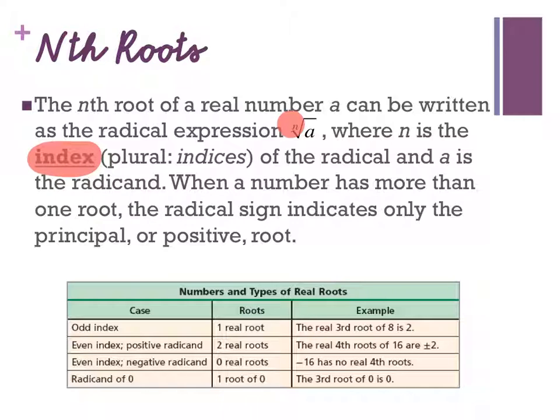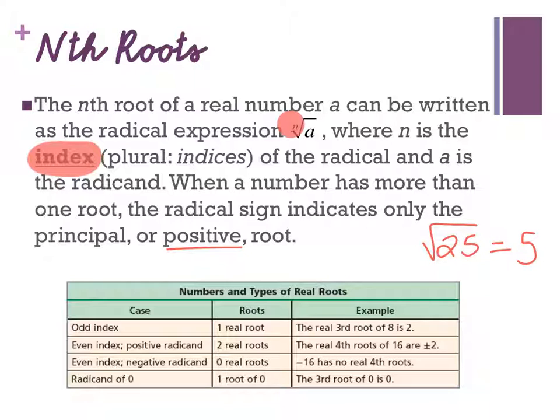When a number has more than one root, the radical sign indicates only the principal or positive root. So if I ask you to give me the square root of 25, your answer is just 5. If you see it in an equation like x squared equals 25, that's when you would give plus or minus 5. But if it's just the square root, you just do the positive root like this says.